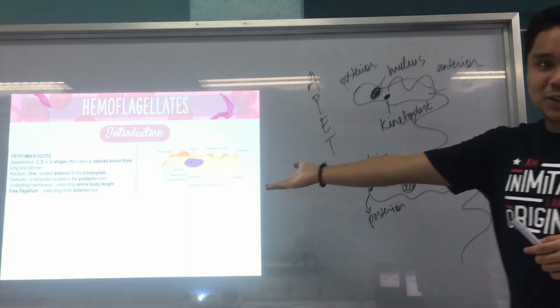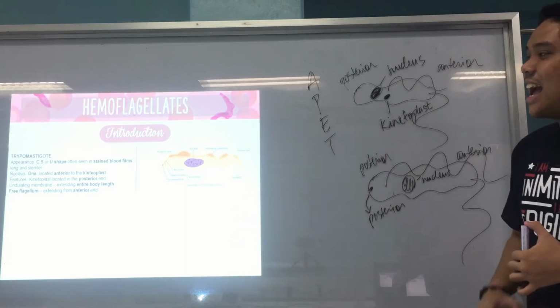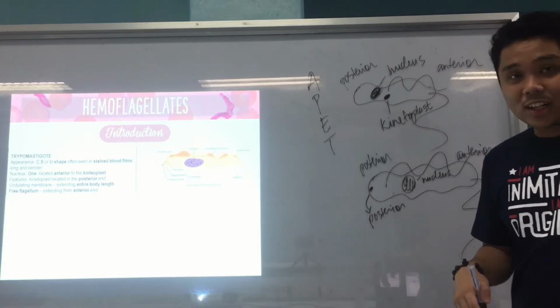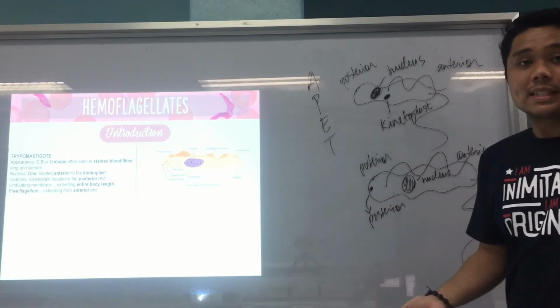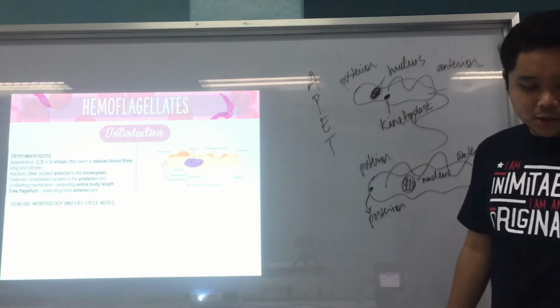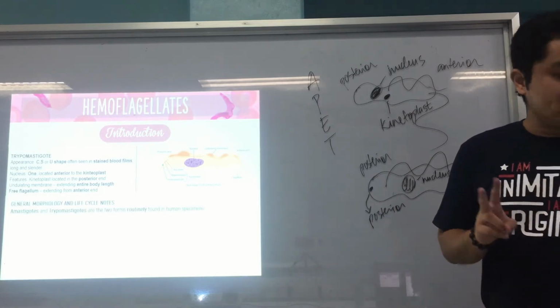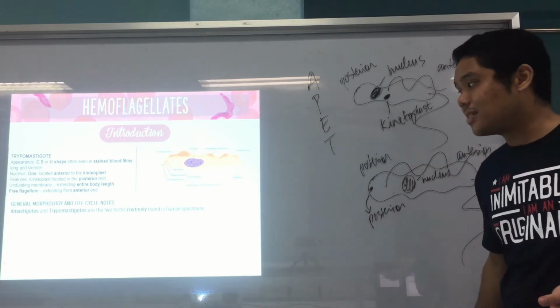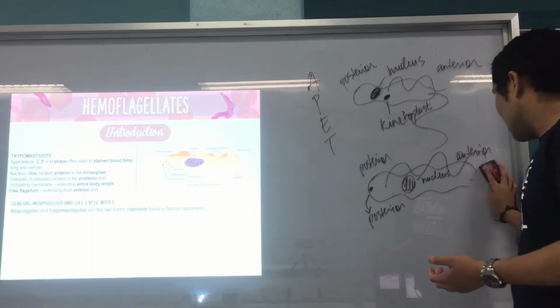Pero mas maganda talaga dito, dears. So just take note of the different stages. Again, very important in your lecture na, and I'm sure that's already been discussed in the lecture. Now for general morphology and life cycle notes, the two most commonly seen stages in your peripheral blood or in your specimens are your amastigotes and trypomastigotes.